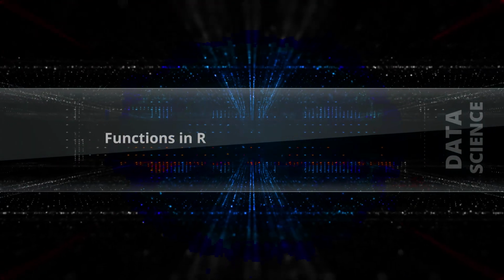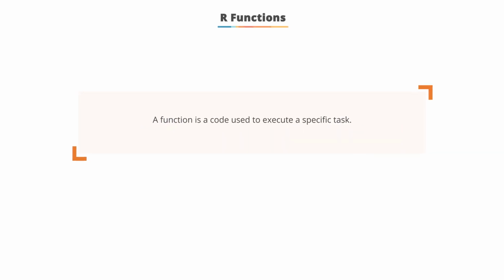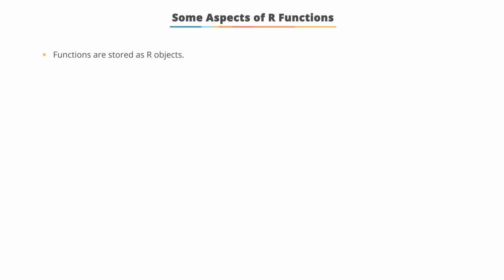Functions in R. A function is a code used to execute a specific task. Functions are stored as R objects, and these are just object files that contain that. Now, base R, or the core of R, has over 1,000 functions built in. Now, a function can be as simple as sum, right?